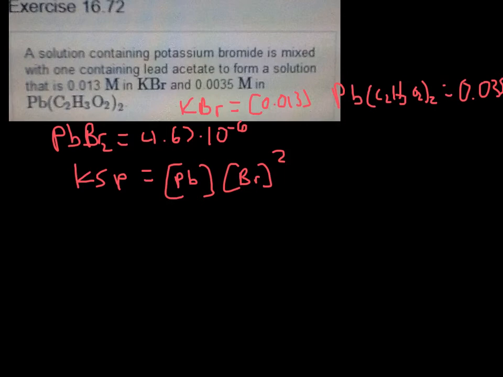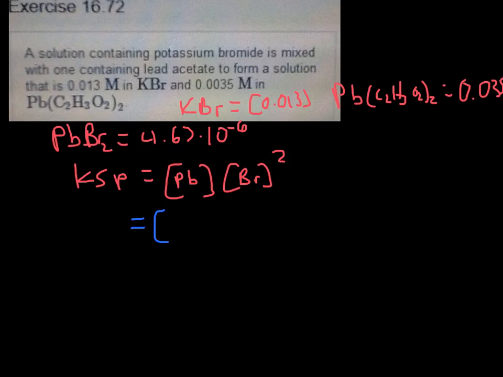Alright, now we just plug in the values. We have Pb(C2H3O2)2 equals 0.0035, so that goes right here. Then we have Br, 0.013, which goes with KBr, so that value goes here. So let's just plug that in.